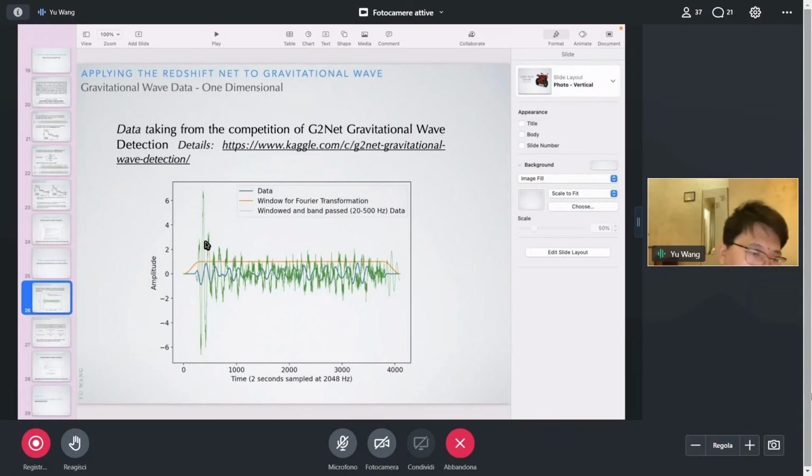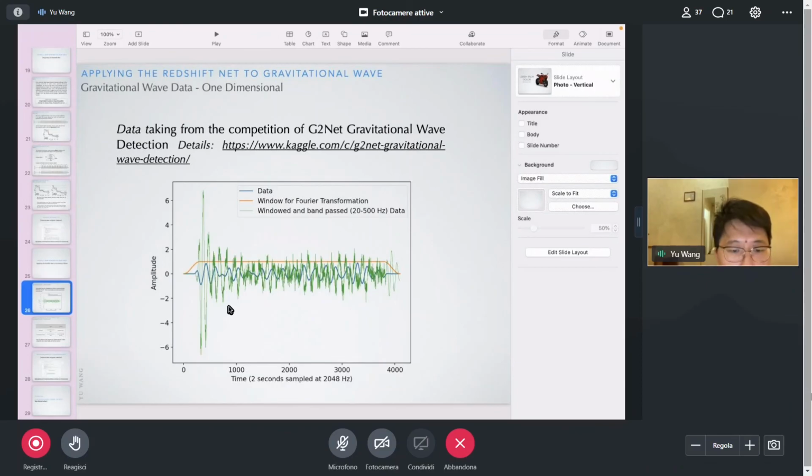Usually for the gravitational wave signal, we need to do some pre-processing. So first we transfer it from the time domain to the frequency domain, by applying a windowed Fourier transformation. And then we cut the band. For example, we take only the band from 20 to 500 hertz, then do the inverse transformation to get this green signal.